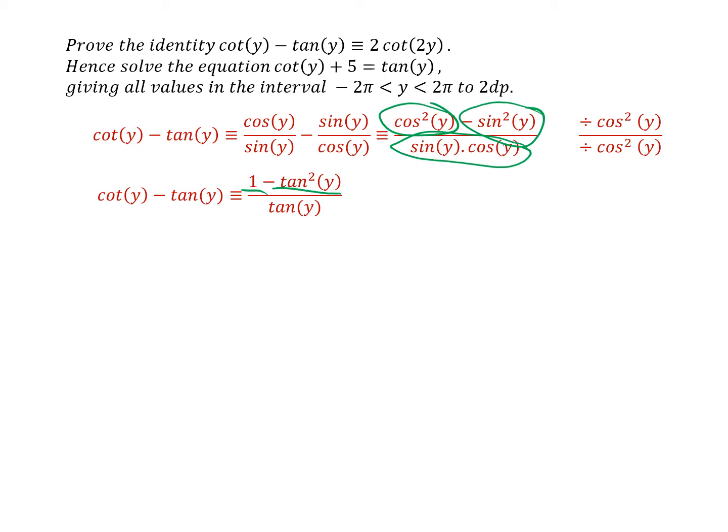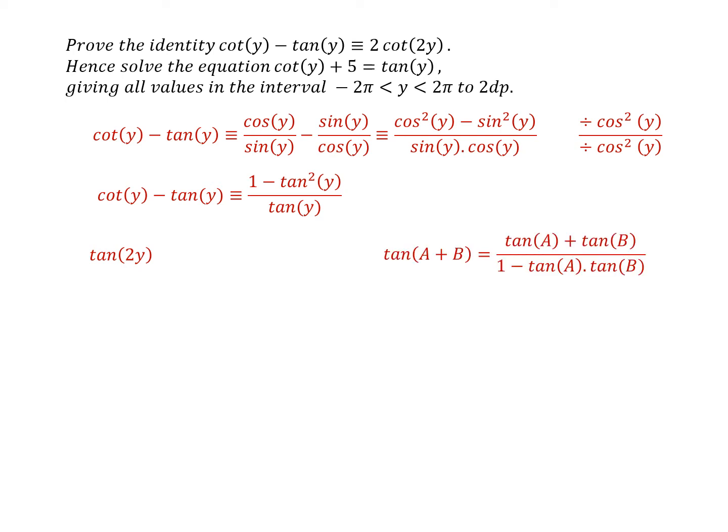Okay, so I've got an expression here, and at the moment it doesn't look as if it's going very far. So I'm going to try the right-hand side, see what I can do to the right-hand side. Now cot 2y is 1 over tan 2y. So what is tan 2y? Well, we know that tan of a plus b is tan a plus tan b over 1 minus tan a times tan b. This is the compound angle formula, or the addition formula.